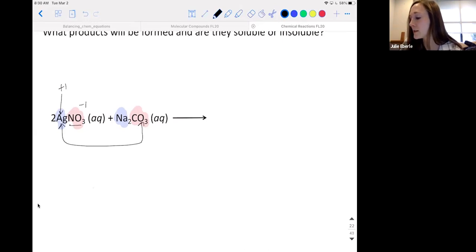So if we're going to combine silver with carbonate, we know carbonate is a -2. It's just a polyatomic, and we know that from looking at a polyatomic chart. We need two of these. So it's got to be Ag2CO3. And is that going to be aqueous, or is that going to form a precipitate? What do y'all think? Kylie says aqueous.